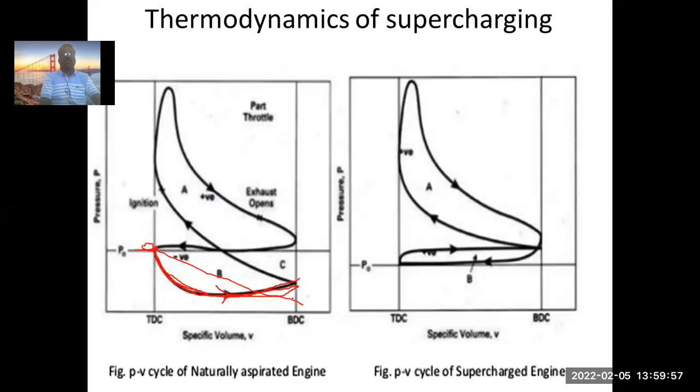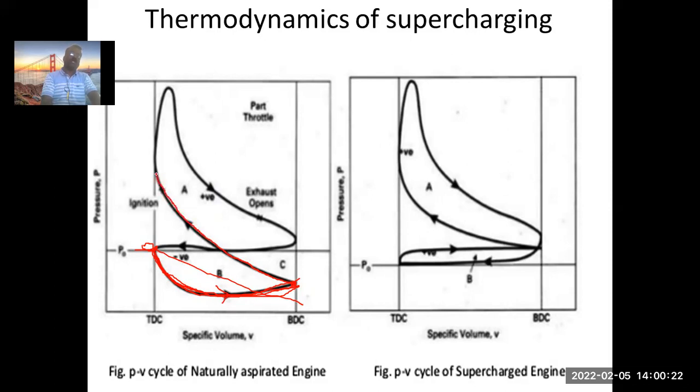So that is where you have this particular line getting like this. I hope you understood from TDC to BDC. I hope everybody understood why this line is like this. Any doubt in this line? Okay, then the piston starts moving from BDC to TDC. What happens to the pressure inside the cylinder when the piston is moving from BDC to TDC?